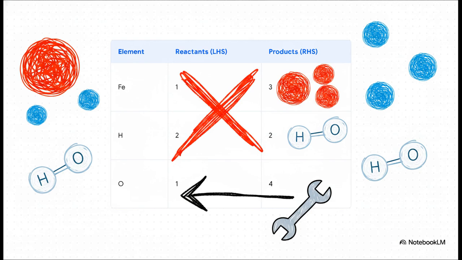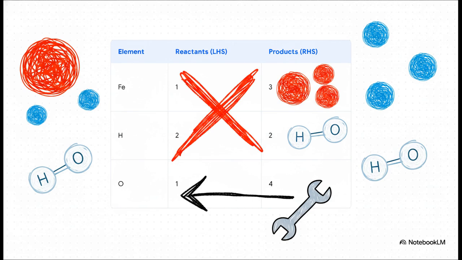Let's count them up. On the left side, the reactants, we have 1 iron, 2 hydrogens, and 1 oxygen. Now look at the right side, the products. 3 irons, 2 hydrogens, and 4 oxygens. Whoa! See the problem? You can't start with 1 iron and end with 3.